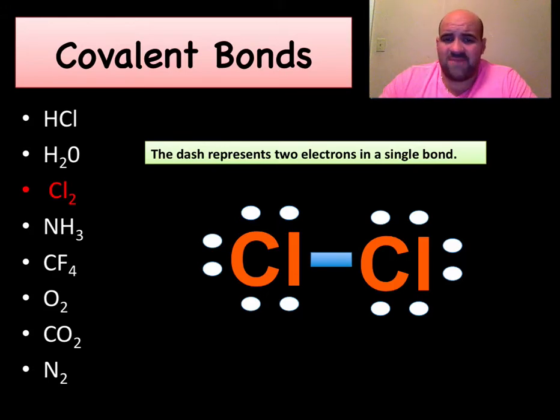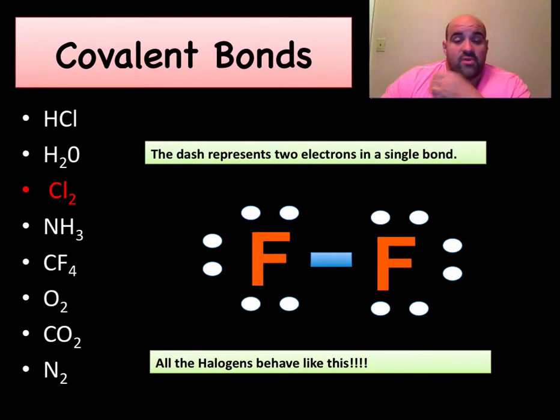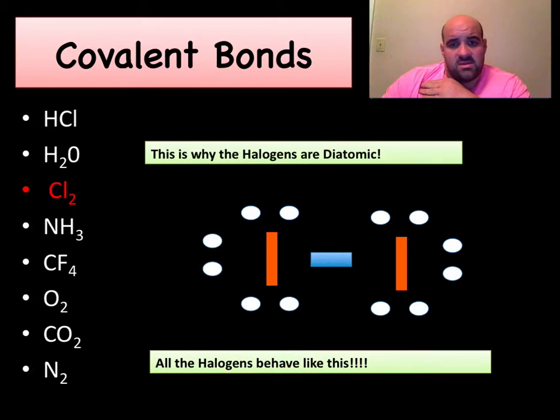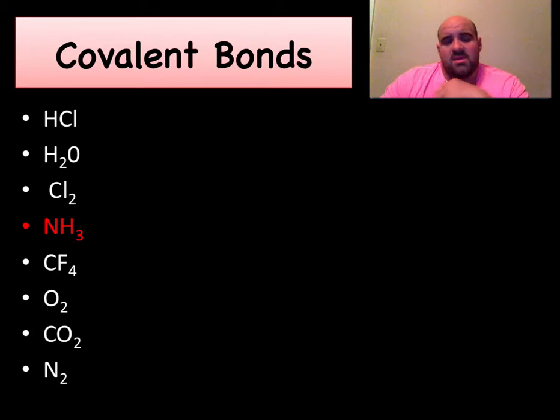Well, pretty much all of the halogens in column 7A are considered diatomic. Fluorine has 7 valence electrons. It combines with itself. And that's why we call them diatomic. Iodine, bromine. And now let's look at NH3, which is ammonia.